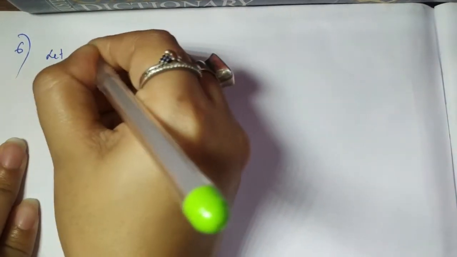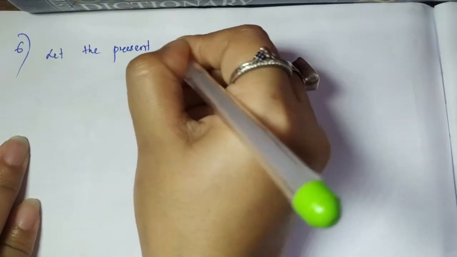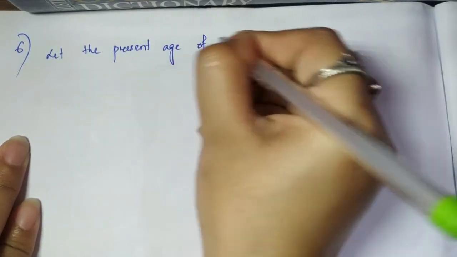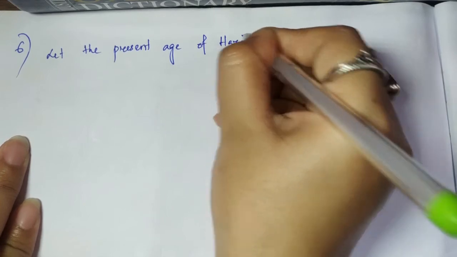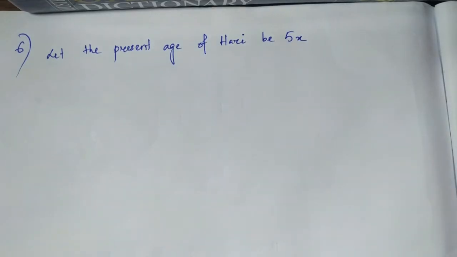Find their present ages. The ratio is given, so let the present age of Hari be 5x. Now you might be asking, why did I take that as 5x, not Harry's as 5x?